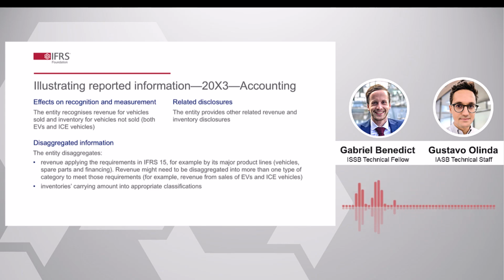However, possible disaggregation would include revenue by major product lines, such as revenue by vehicles, spare parts, and financing, and by type of vehicle, such as revenue from sales of EVs and ICE vehicles. Inventories would also be disaggregated into appropriate classifications, applying the requirements in IAS 2. And finally, I note that there are some other disclosure requirements in IFRS 15 and IAS 2 that we have not illustrated here. Now I will hand over to Gabe for him to tell us about the sustainability side.